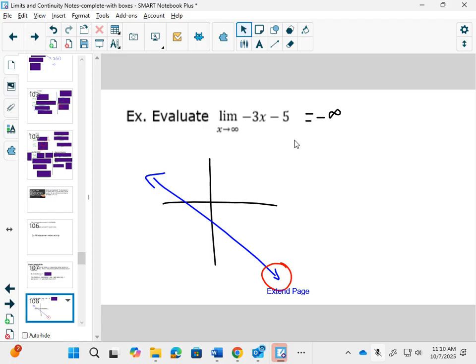The limit as x goes this way to negative infinity would be positive infinity. So limits to infinity are talking about the end behavior of your graph.